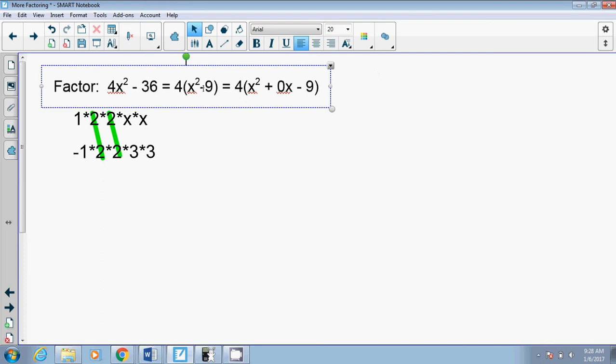Now I have 3 terms. This has not changed the problem at all. There's no x's in the original one. I just put in that there's 0 x's. So this really hasn't changed the problem. It's just changed it from 2 terms to 3 terms now.